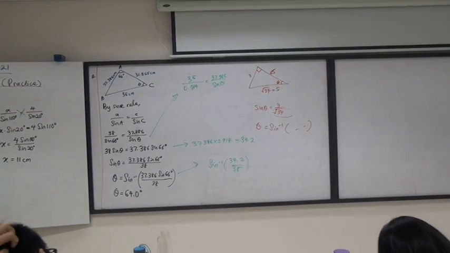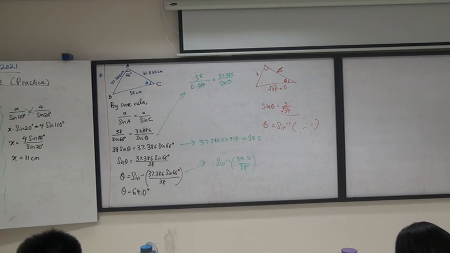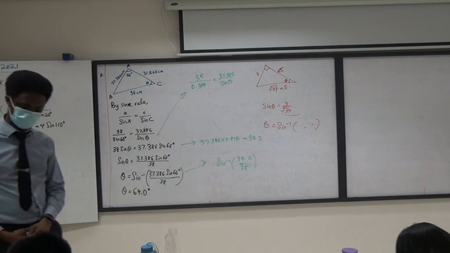First question of number two, try that. Label like you agreed to do. Then use your label to write the sine rule. And after you write the sine rule, substitute and do the needful.